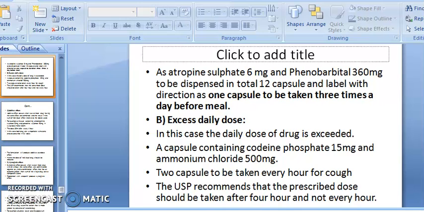Atropine sulfate 6 mg and phenobarbital 360 mg are to be dispensed in a total of 12 capsules, labeled with the direction: 1 capsule to be taken 3 times a day before meal. You have to formulate the 6 mg of atropine plus 360 mg of phenobarbital, divide this dose by 12, prepare 12 capsules, and take 1 capsule 3 times a day before meal. This is your corrective action.